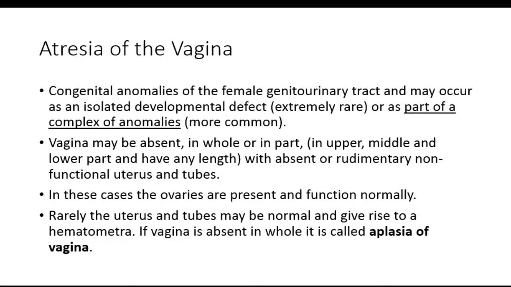The next problem is atresia of the vagina. Atresia of the vagina, so congenital anomalies, are usually very complex and quite rare when we have some isolated problem. The vagina may be absent in whole or partially, for example, in the upper, middle, or lower part. In these cases, the ovaries are present and function normally. Rarely the uterus and tubes may be normal and give rise to hematometra.